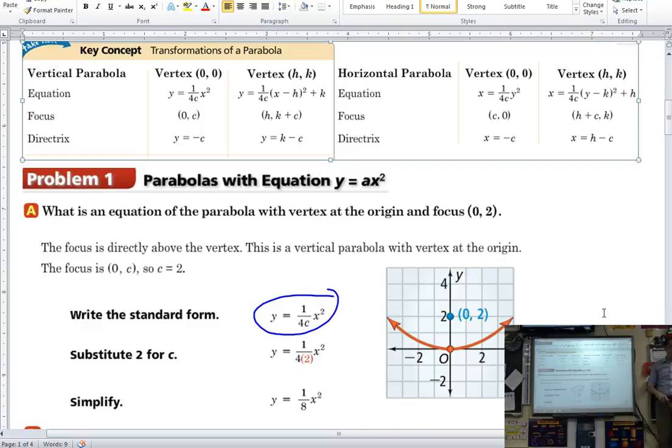So I plug in my c value, which here is 2, because c comes from my focus. And we get our equation 1/8 x squared. What is this equation for? That is your equation for the parabola now. So this parabola is the function 1/8 x squared. So we would use this to derive the equation of the parabola if we know the focus. If we know the equation, we can derive the focus.